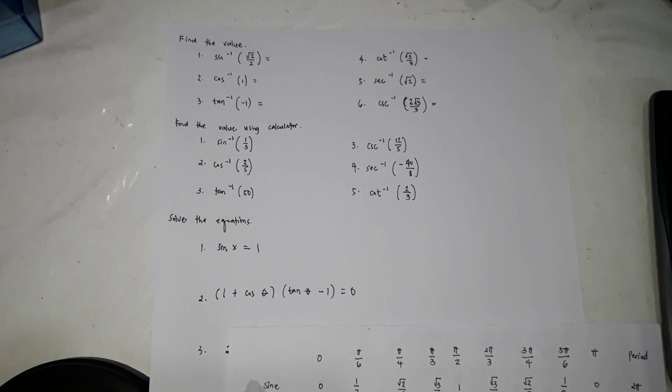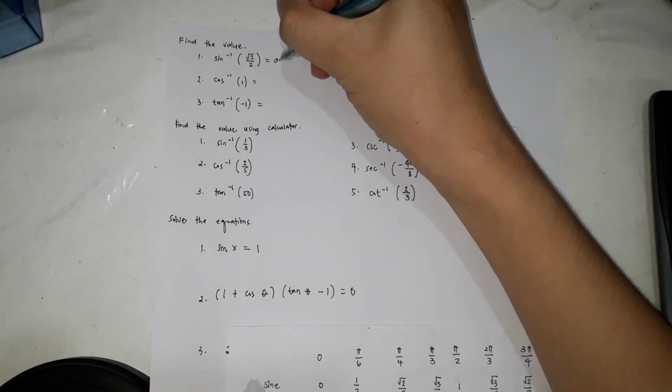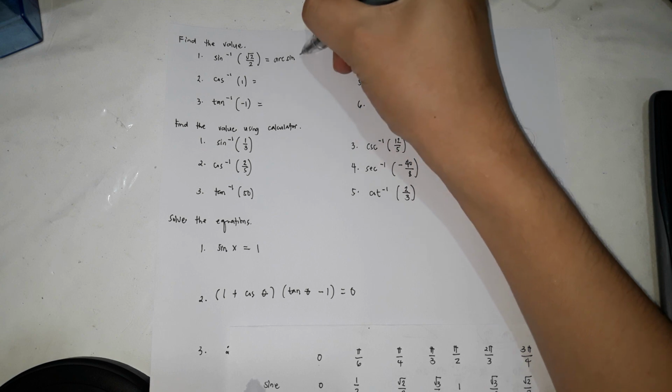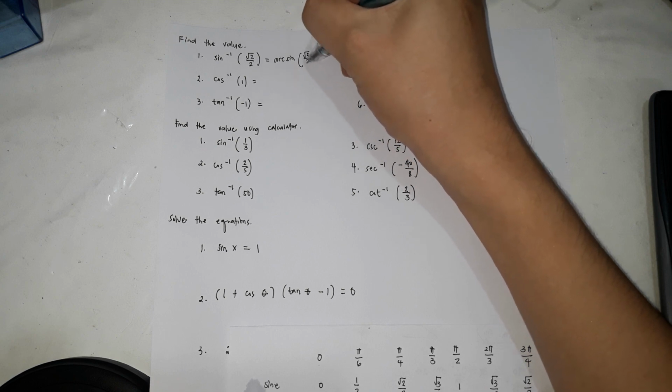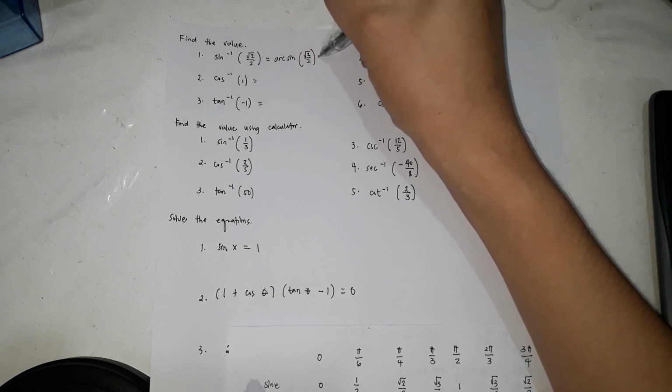So now we're going to find the values of the inverse of a trigonometric function. So number one, sine to the negative 1 of square root of 2 over 2. This could also be equal to arc sine of square root of 2 over 2. Ibig sabihin yan, this is sine to the negative 1, or the inverse.